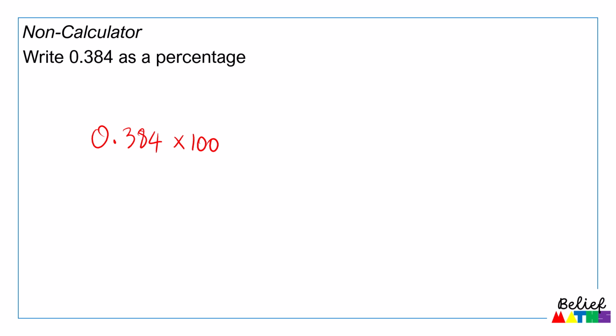So a decimal or a fraction, multiply it by 100, and that will give you your answer. Multiplying that by 100 very simply is 38.4, and don't forget your percent sign. And that's how we do that in non-calculator.